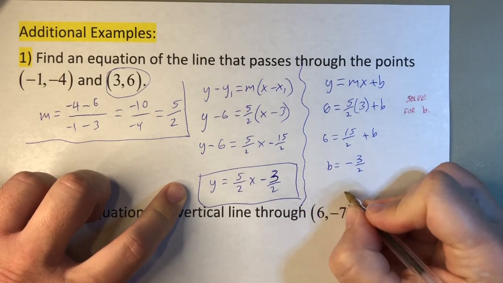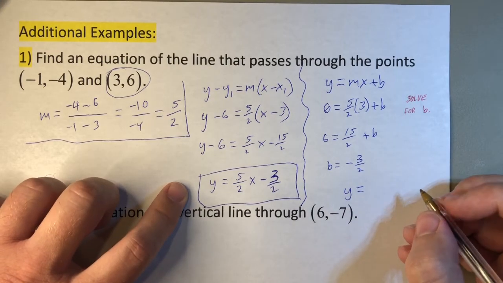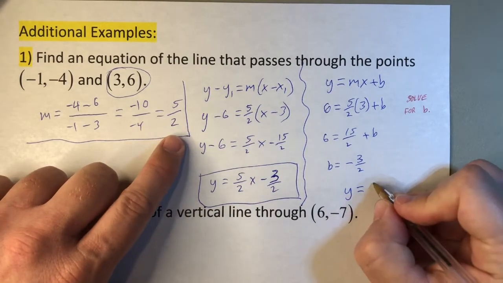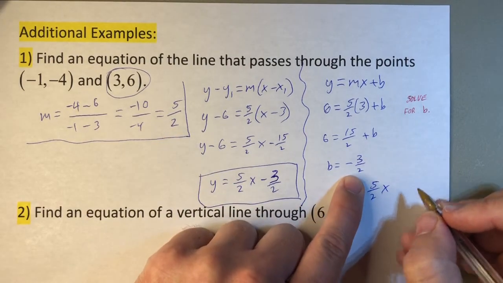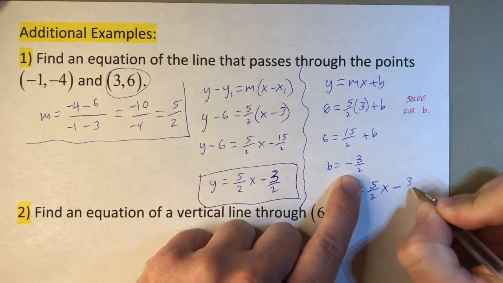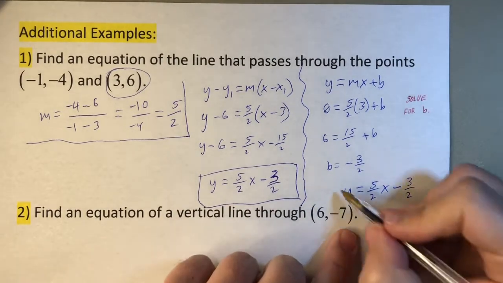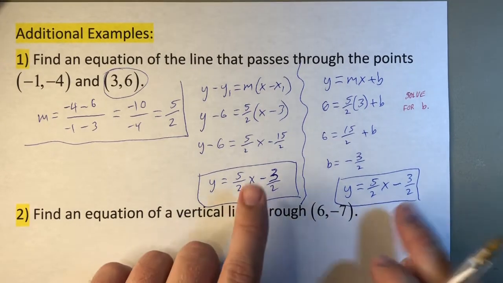So therefore, the equation of our line would be what? Y equals what? We already know the slope. We already determined that earlier. So y equals 5/2 x. And then all we need now is the b value, which we just came up with. So -3/2, finished.